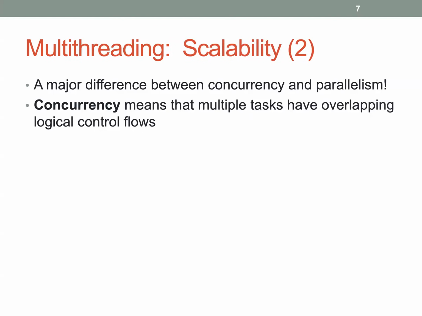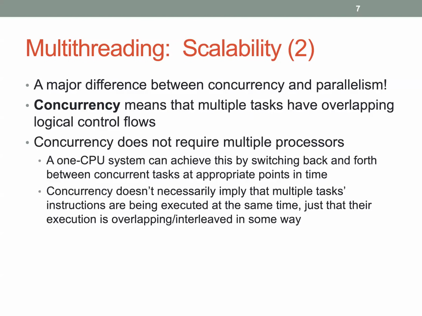It does not require multiple processors. And it happens all the time in I/O tasks. Okay, so as I say here, a one CPU system can achieve this by switching back and forth between concurrent tasks, understanding that they may be interleaved in unusual ways that can lead to bugs. And that's the challenge of writing multi-threaded programs. Okay, so concurrency doesn't necessarily imply that multiple task instructions are being executed at the same time.